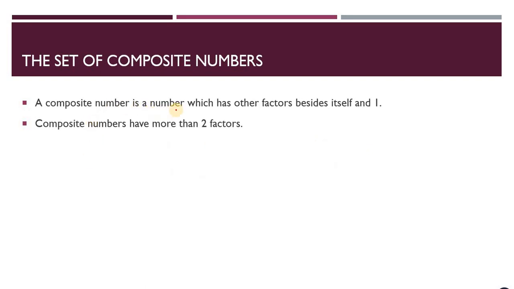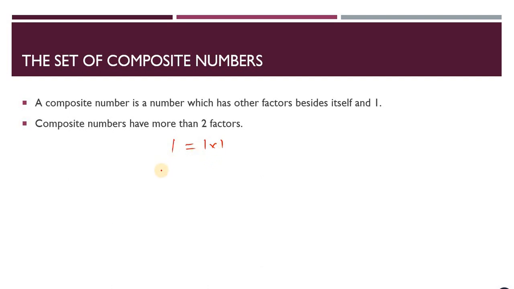A composite number is a number which has other factors besides itself and 1. Composite numbers have more than 2 factors. So if we look at natural numbers, 1 is not a prime number because only 1 times 1 gives us 1, but that's only one factor. It's not distinct factors. Prime numbers must have 2 distinct factors, itself and 1. So 1 only has 1 as a factor. So that's not a prime number.